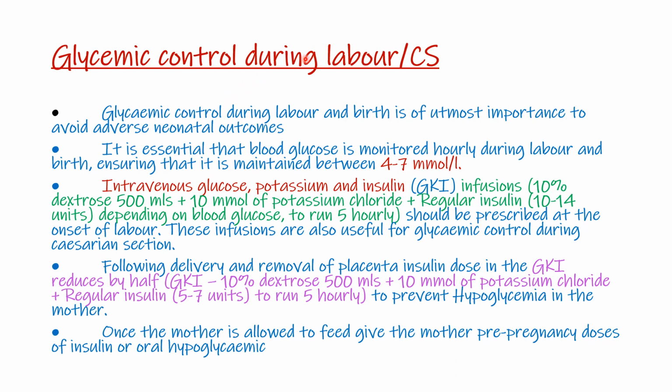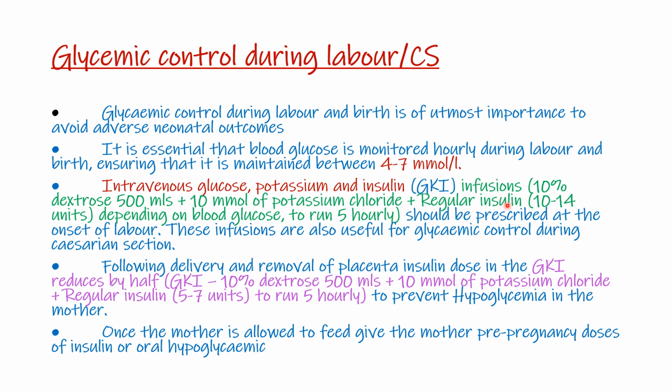And then glycemic control during CS and labor. Glycemic control during CS and labor is of the utmost importance to avoid adverse neonatal outcome. It is essential that the blood glucose be monitored during labor, and our target will be 4 to 7 millimoles per liter. And then during this labor, there's a solution called GKI, which is intravenous glucose, potassium, and insulin.